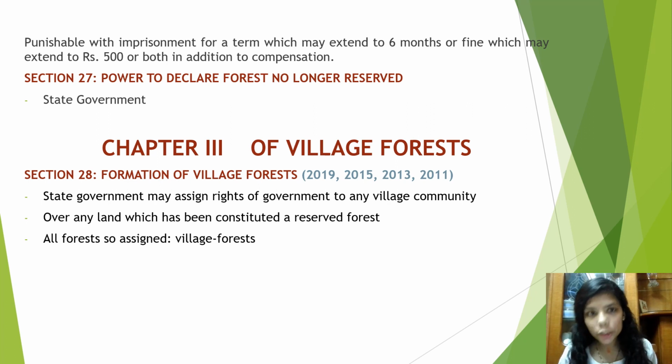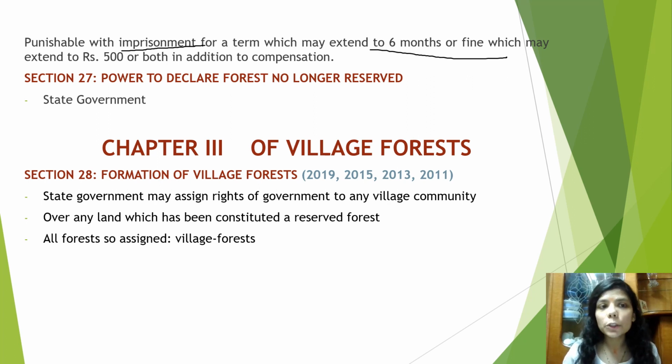If any contravention takes place, it is punishable with imprisonment for a term which may extend to 6 months, or fine which may extend to ₹500, or both, in addition to any compensation which can be imposed upon the wrongdoer. Section 27, power to declare forest no longer reserved.